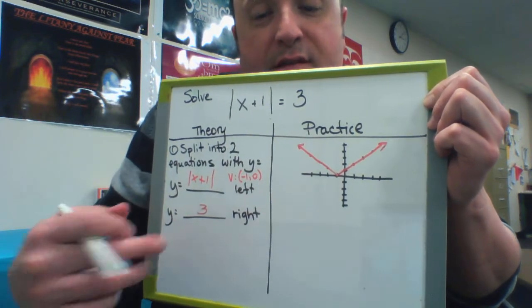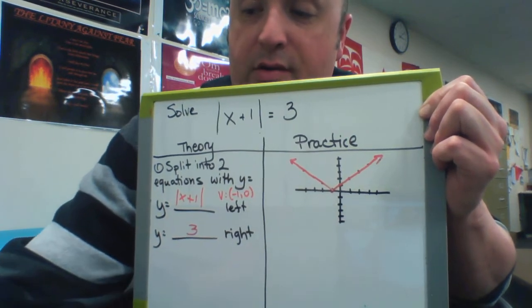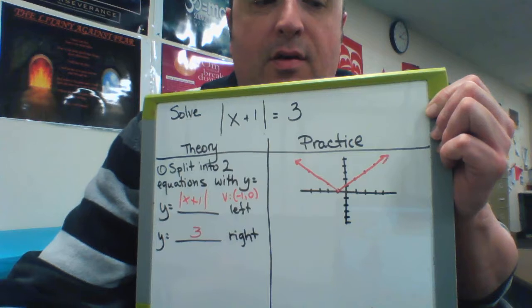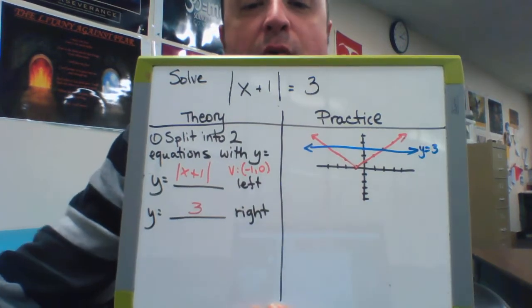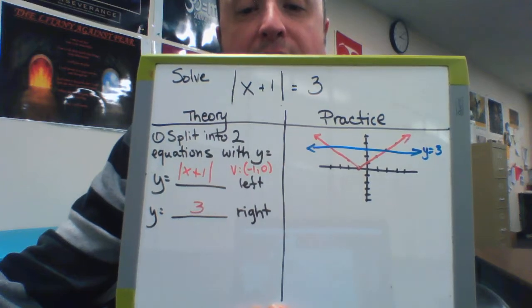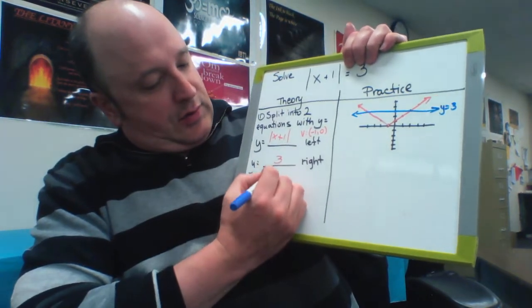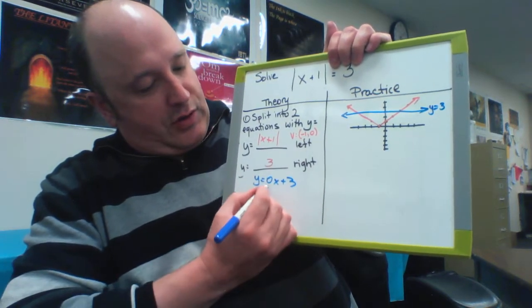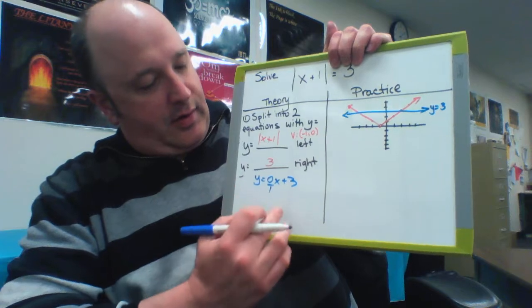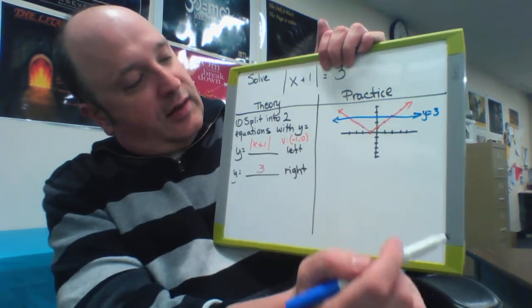Our second graph, y is equal to 3. Well, that's just a flat line. It has no slope, and it has a y-intercept of 3. So what does that look like? 0 slope means it's flat, with a y-intercept of 3. You can think of it like this if you like: y is equal to 0x plus 3. So 0 slope, right? 0 rise, 1 run, whatever. So that produces a flat line.